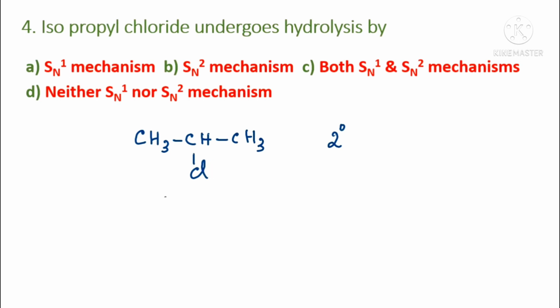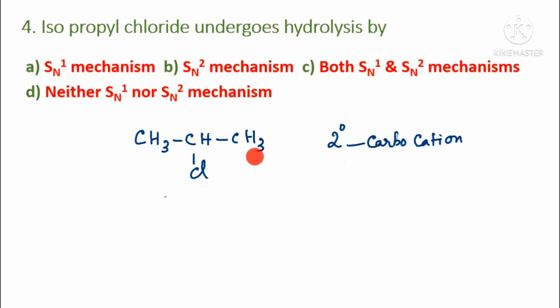See, if we remove this chlorine from isopropyl chloride, it will form a secondary carbocation. I have explained carbocations in the previous session, so please check if you have any doubt. After the removal of chlorine, it will form a secondary carbocation. This secondary carbocation is stabilized by the plus I effect of these two methyl groups.